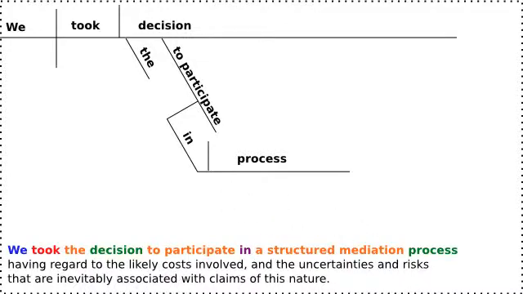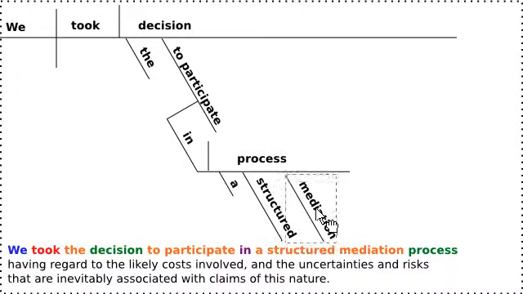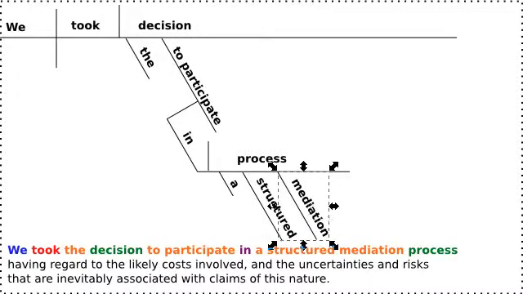And all that's left is to diagram the modifiers the same way we diagram the modifiers on the storyline, by putting them in on slanted lines right below the word they modified. Which process? A process. What sort of process? A structured process. What sort of structured process? A structured mediation process.